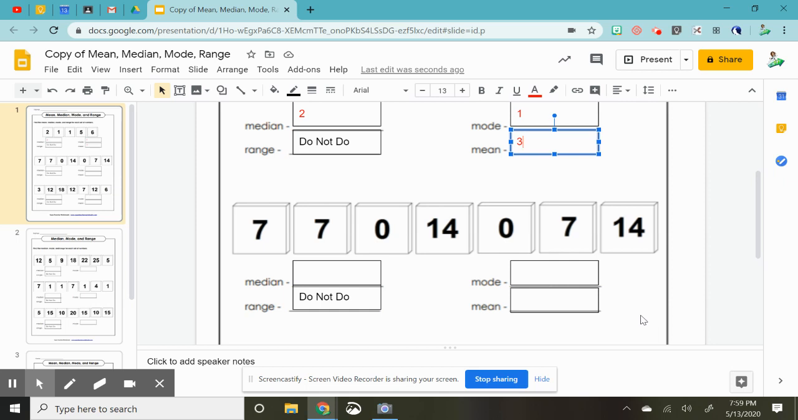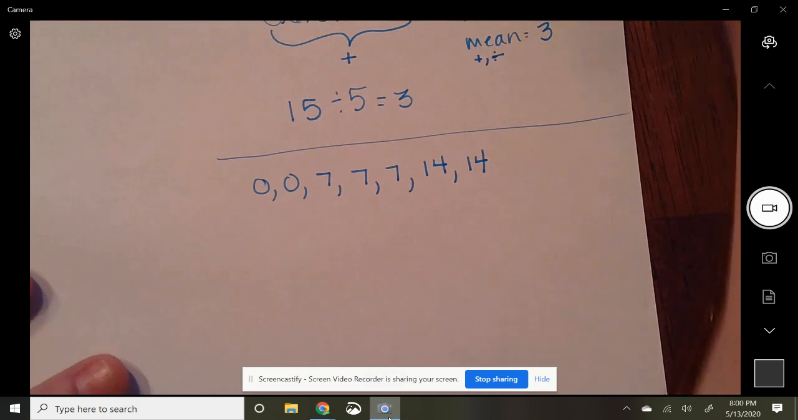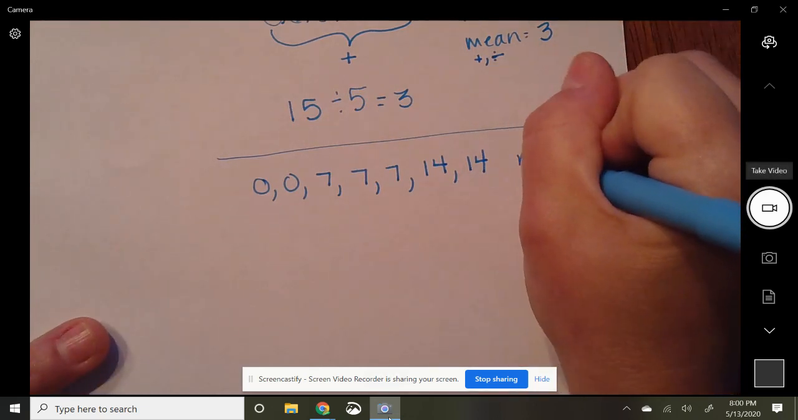Again, I'm going to look at my data set and I'm going to put everything in counting order. So I have the 0 and then another 0. Then I have 3 7s. So I'm going to write 7, 7, 7. Then I have 2 14s, 14, 14. I'll show you my paper so you can make sure you get that copied down.